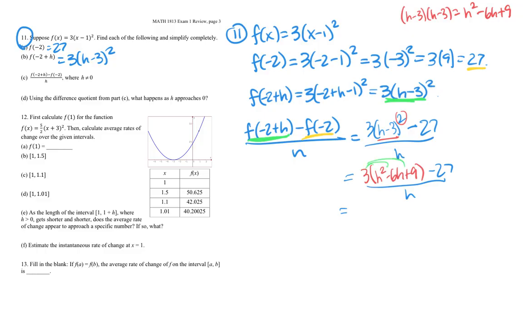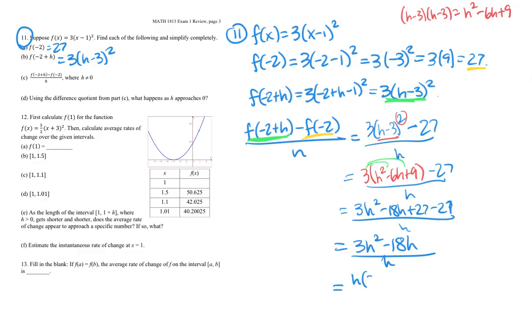I get 3h squared minus 18h plus 27 minus 27 over h, which gives me 3h squared minus 18h, because the 27 and minus 27, that part adds to 0. That's divided by h. I can factor an h out of the numerator, and so I get h times 3h minus 18 over h. And now that h divided by h divides to make 1. So what's left is 3h minus 18.